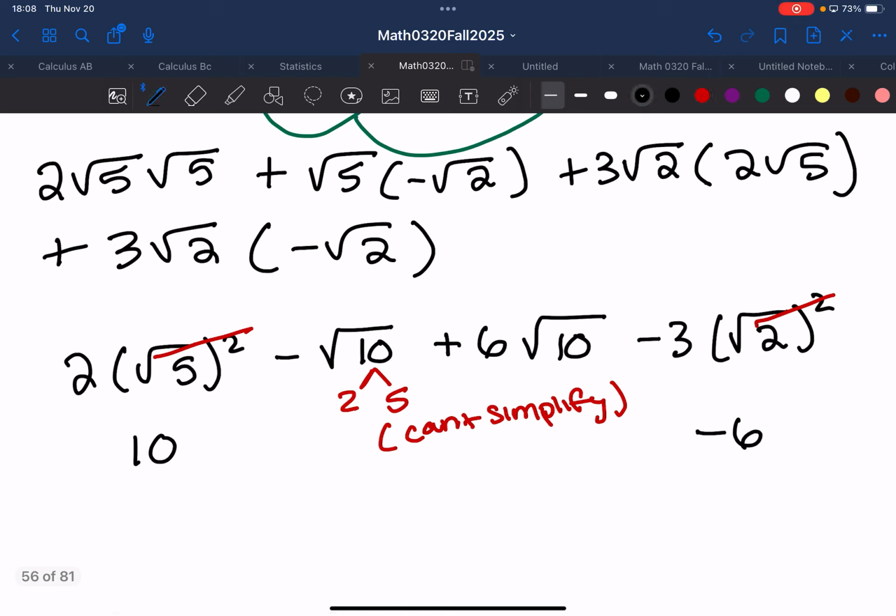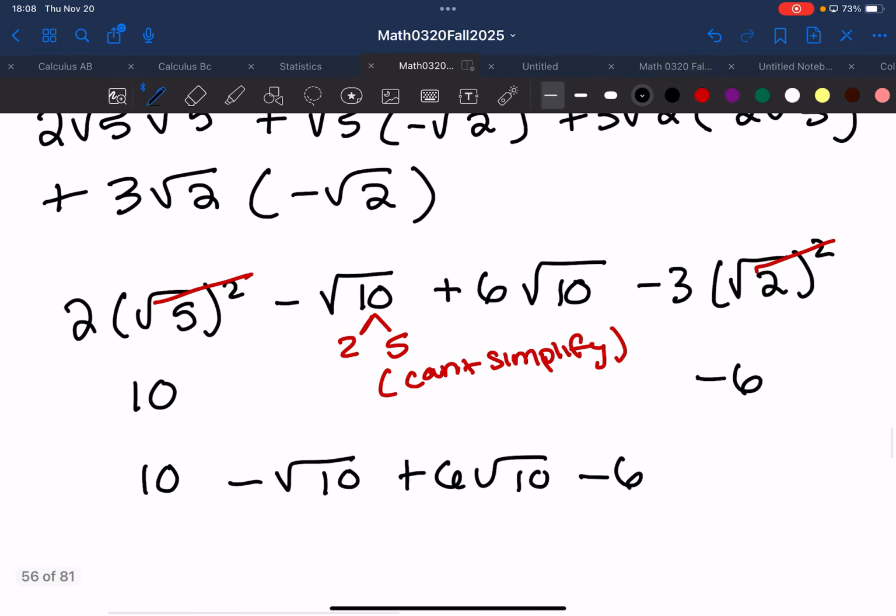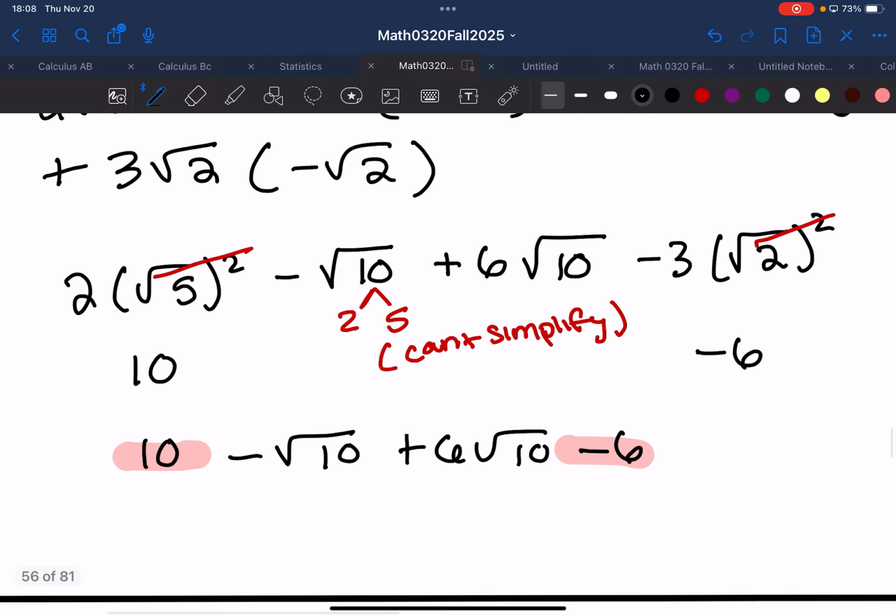So, which means I have 10 minus the square root of 10 plus 6 square root of 10 minus 6. So at this point, I'm just combining like terms. I'm able to combine the 10 and the negative 6 because they're just constants. And I get what? 4 or negative 4? Just 4, right? 10 minus 6. So I get 4.